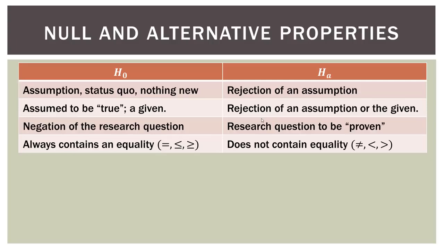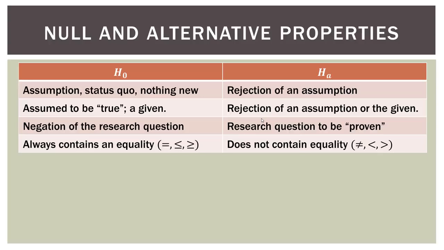Now you can think of this another way too. Let's start with the alternative. The alternative can be a research question that we want to, quote, prove. And I put that word in quotes because I'll tell you about that in a few minutes. I don't like the word prove in a statistical sense.